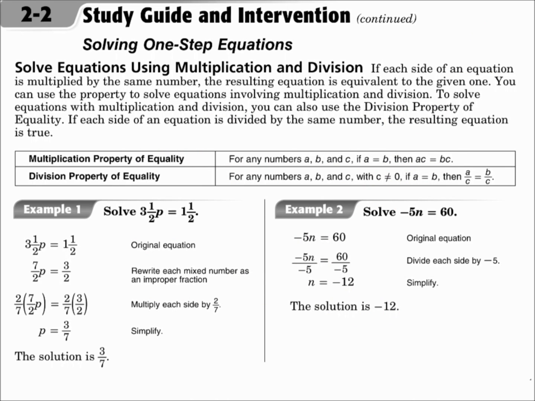Solve equations using multiplication and division. When solving equations where a number is multiplied by the variable, or it's the variable divided by that number, you do the opposite operation. You can multiply both sides of an equation by the same number, and you can divide both sides of an equation by the same number.